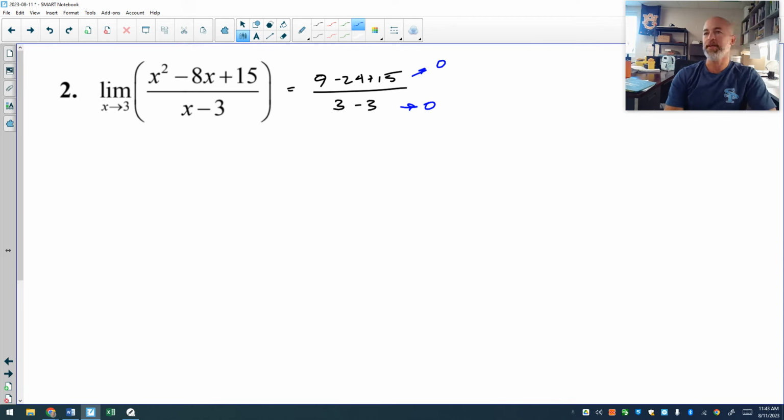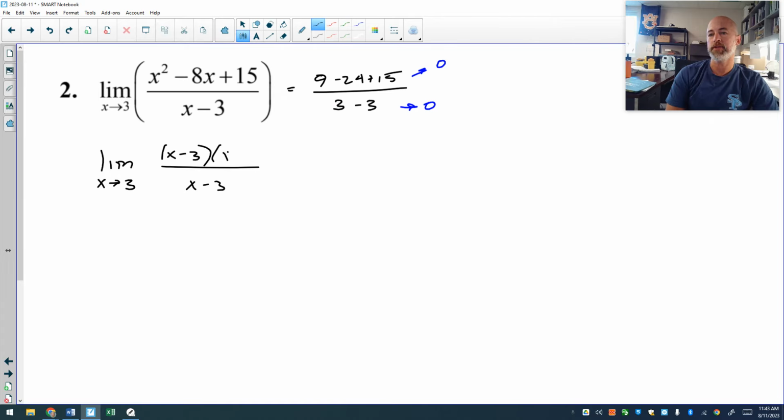Just a little picky thing. In either case, that does mean that I need to do some more work, and this one will factor. And if you have a really hard time factoring in the context of limits that are in indeterminate form, you can kind of cheat a little bit, because I know I need to cancel that x minus 3. So there must be an x minus 3 when you factor the numerator. And there is, because this numerator will factor to x minus 3, x minus 5. At that point, I can cancel the x minus 3's, divide them out.